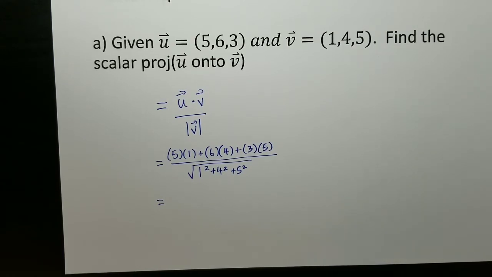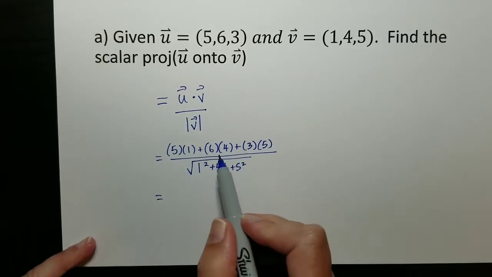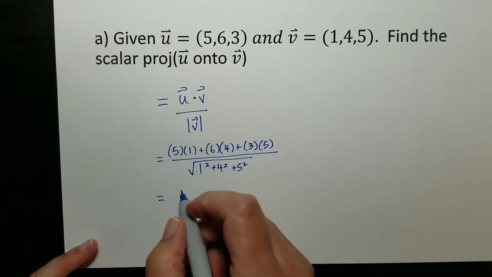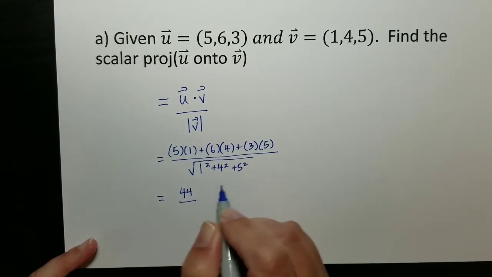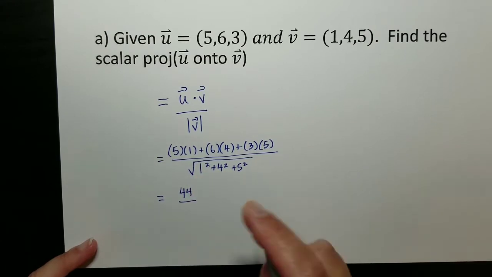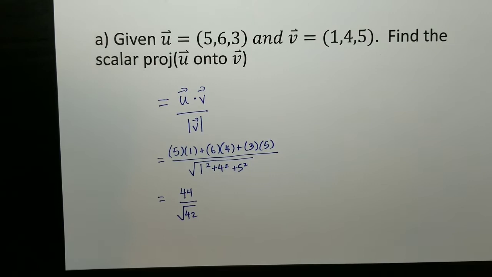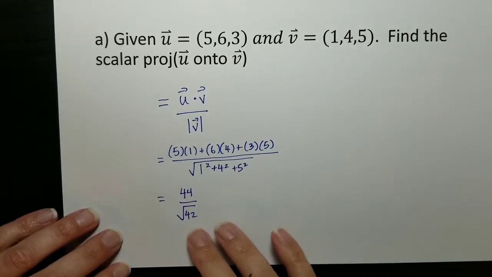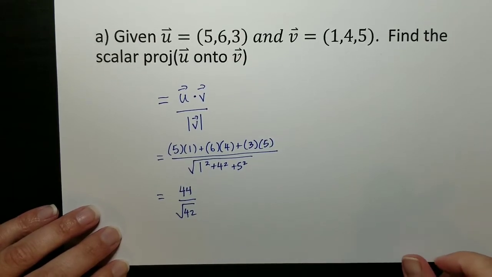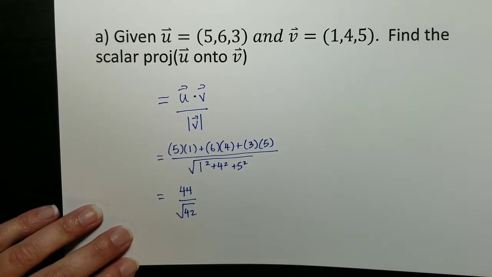So here, I'm just going to leave this as an exact value. Here I get 5 plus 24 plus 15, so I get 44 over, that's 41, 42, the square root of 42. I'm not going to be super picky. You could, of course, rationalize the denominator there, or reduce your radicals. I'm going to leave this exact unless they ask for a rounded off answer, because it's not a real life problem.